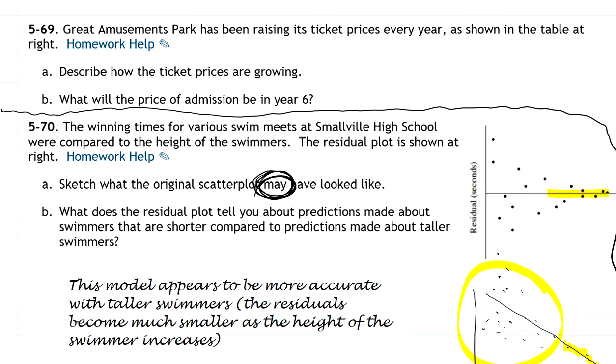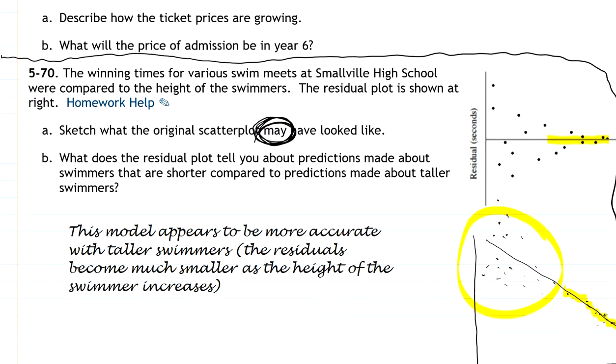So it says, what does the residual plot tell you about predictions made about swimmers that are shorter compared to predictions made about taller swimmers? What I clearly see based on the residual plot is that the model appears to be more accurate with taller swimmers. The residuals became much smaller as the height of the swimmer increases. Well, as the swimmer miraculously grows taller while they're swimming? No, just as the height of swimmers increases, the model seems to be more accurate.